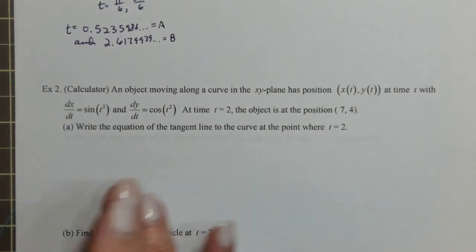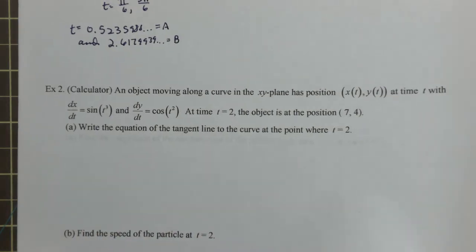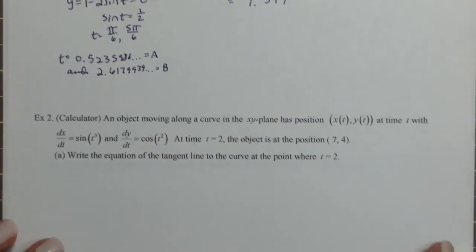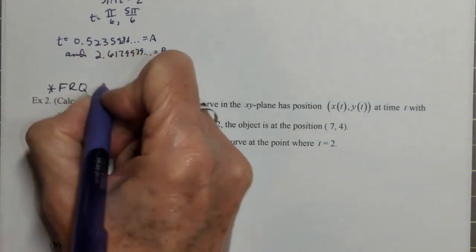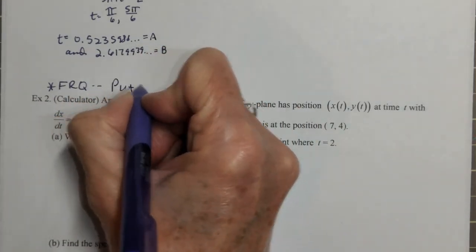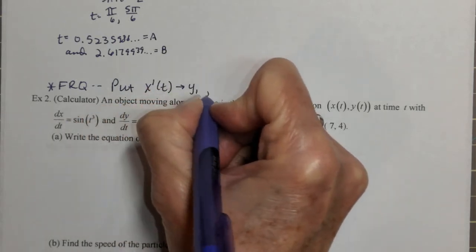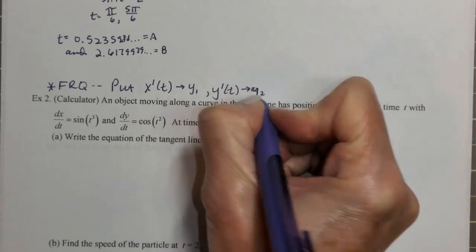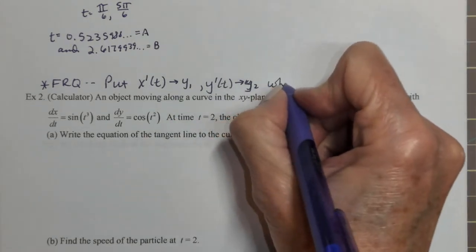Okay, number 2. In number 2, this is a multi-part problem. In fact, on the next page it continues. So there are 5 parts to this problem. Since there are 5 parts to this problem, it's like an FRQ. In an FRQ on these types of problems, put x prime of t in for y1 and y prime of t in for y2. That's general advice for you. Do that whenever possible.